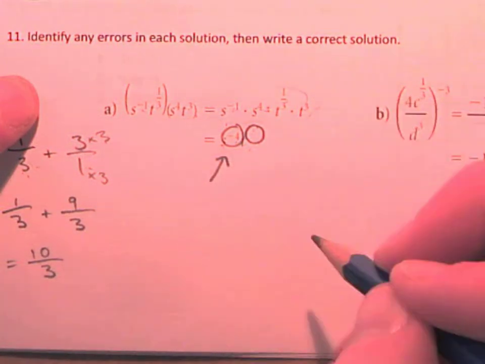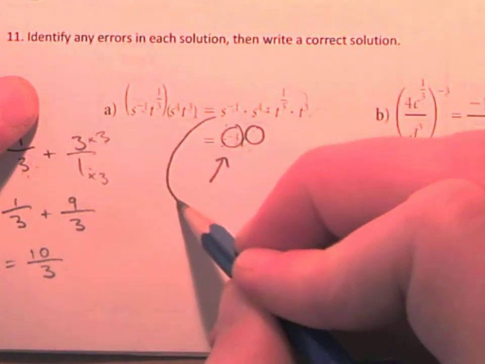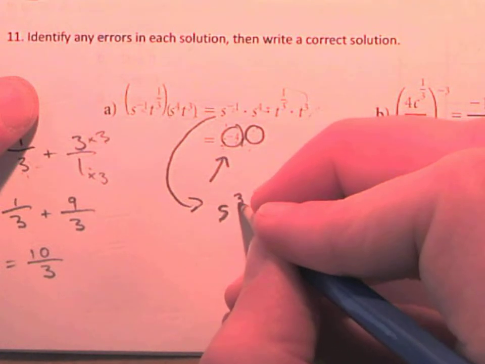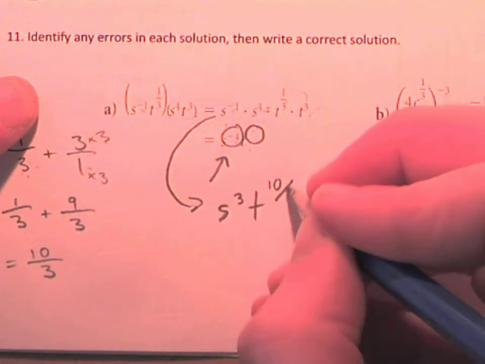Okay, so the correct solution from here should have been s to the 3, t to the 10 over 3.